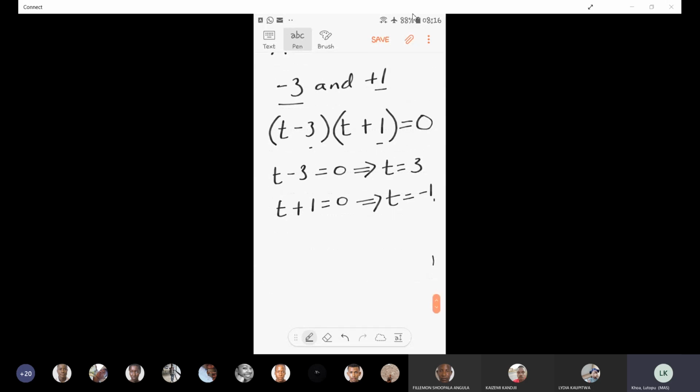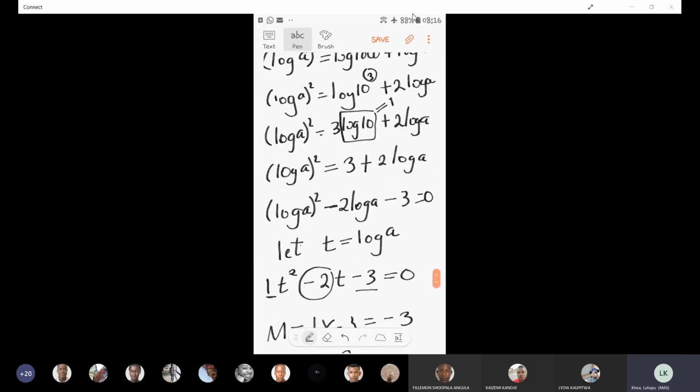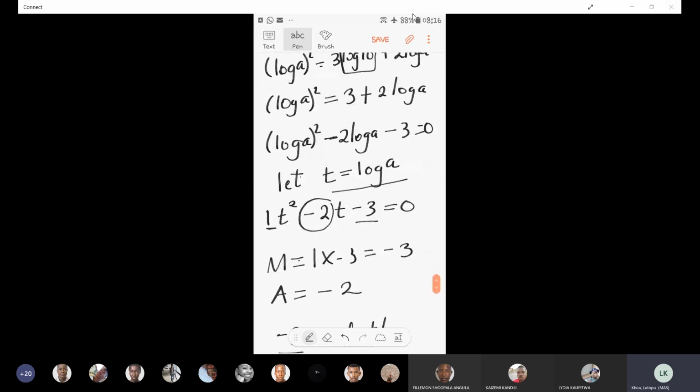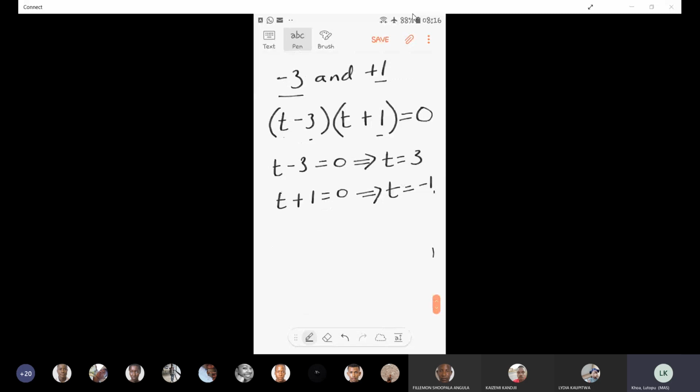Then remember, t is not what we were asked to solve. We're asked to find out what a is. And go back to my substitution. I said that t is equal to log of a. So what I actually have here is log of a is equal to 3 and log of a is equal to -1. Log of a is equal to 3, or log of a is equal to -1.